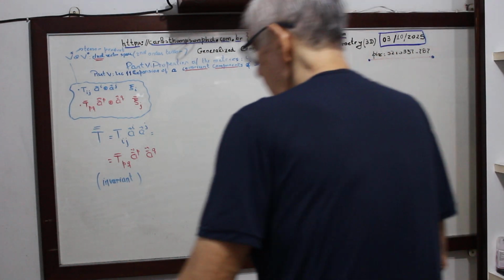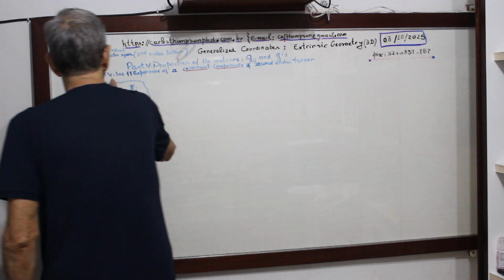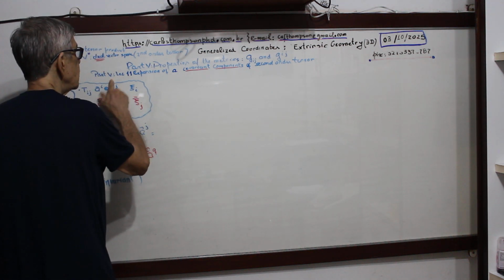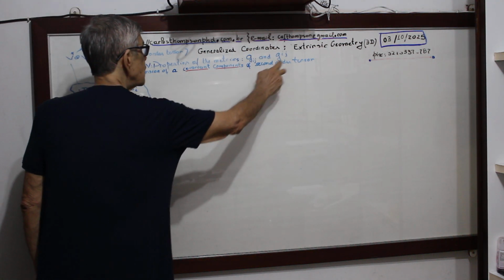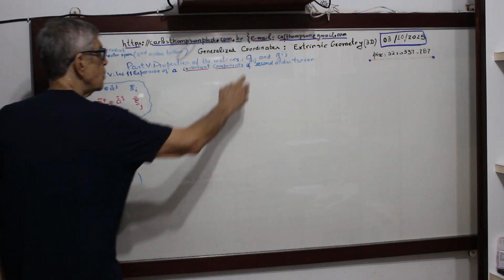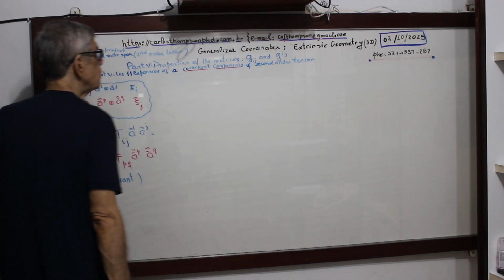Okay. Part 5 is still part 5. Part 5 is the property of g_ij covariant and g^ij contravariant.